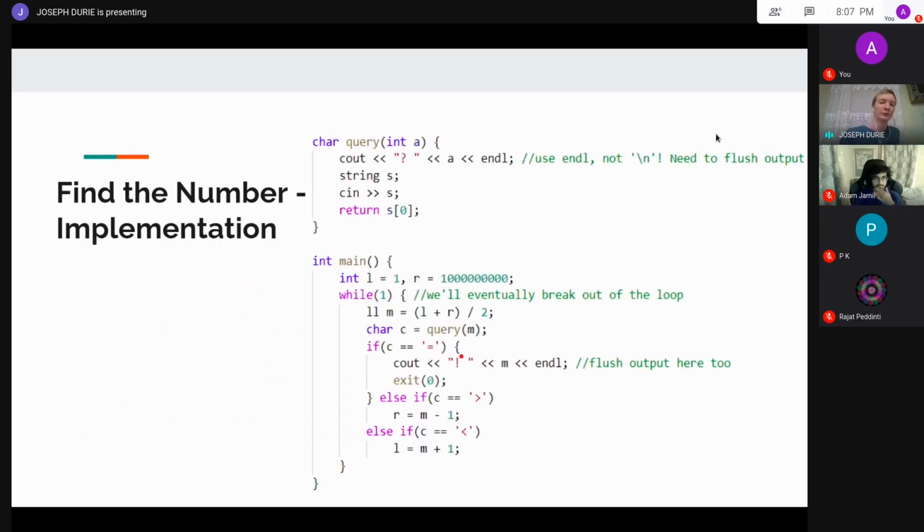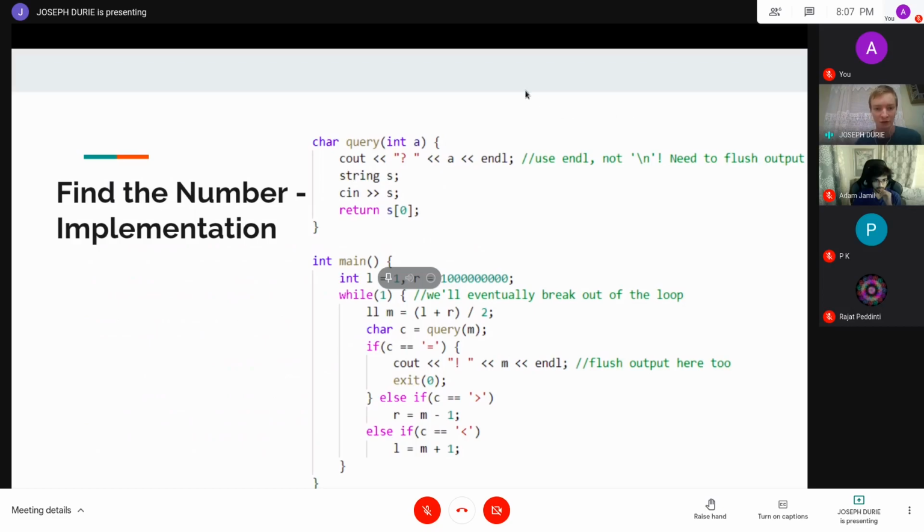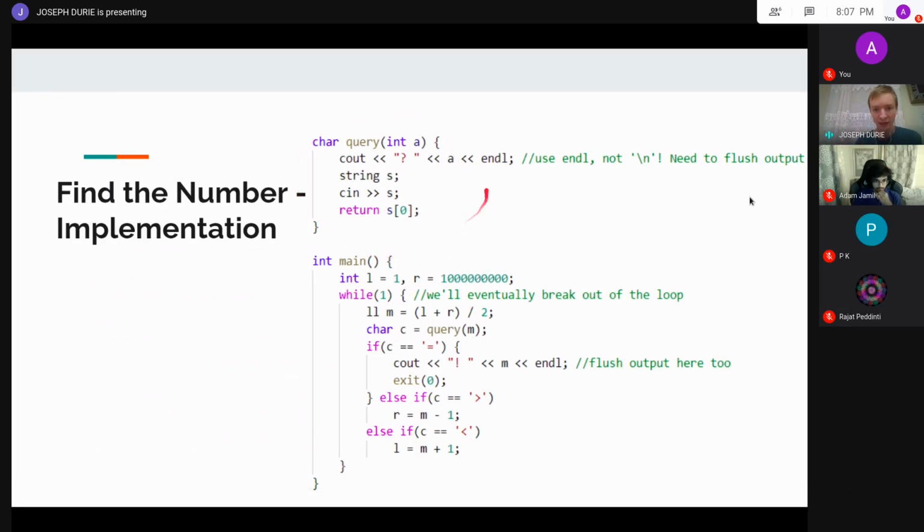And the code for that would look something like this. So just a couple quick things about interactive problems in general, for the implementation. It's usually nice to have a query function where you pass in whatever you want to print out and it returns back what the judge gives you. That just makes the code usually a lot cleaner and nicer to deal with.